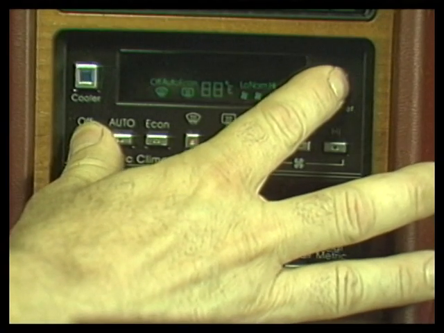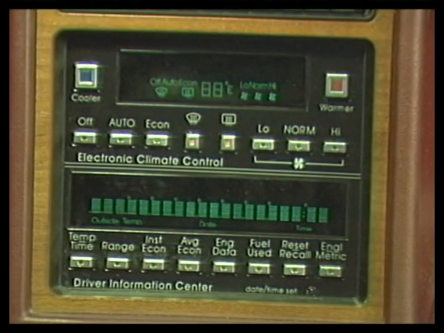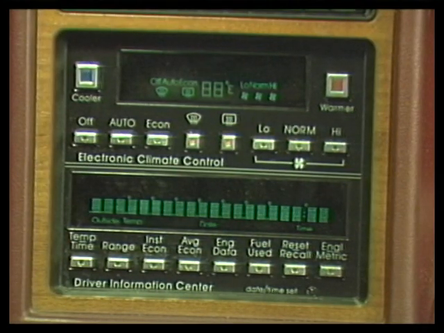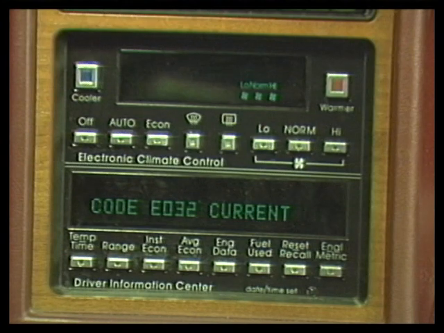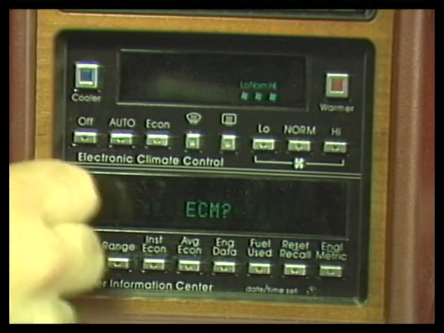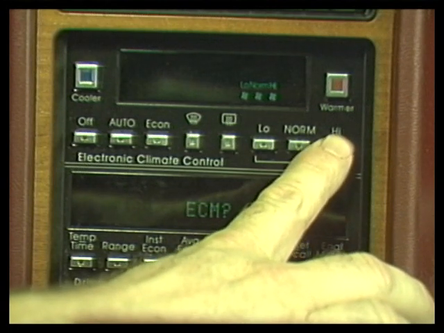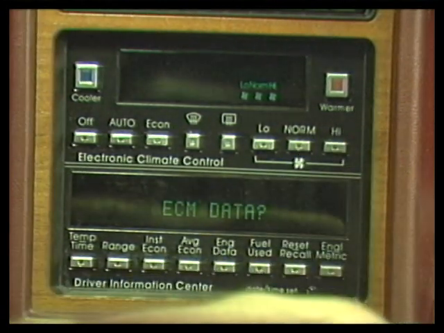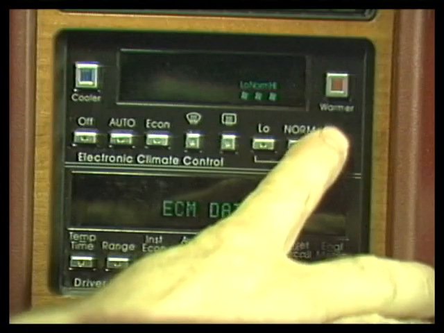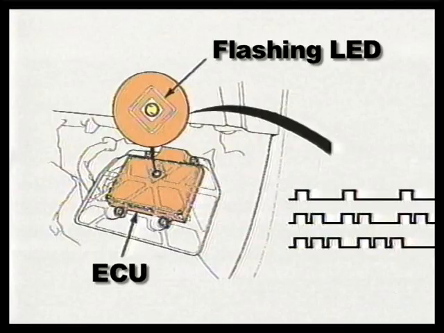With several manufacturers, push 2 dash climate control buttons at the same time and read the dash display. You might have to push the warmer and off buttons at the same time. Codes will then be displayed. More information can sometimes be pulled out by pressing other buttons on the climate control. Some foreign cars use small light-emitting diodes on the side of the ECU to produce the trouble code.